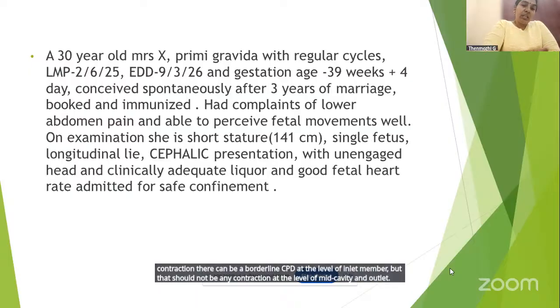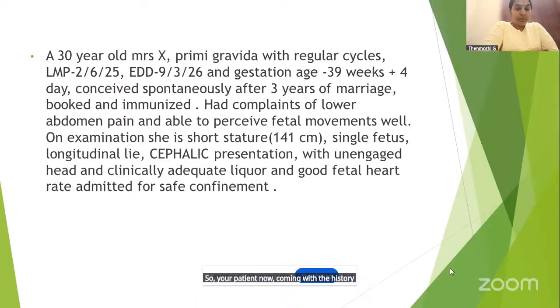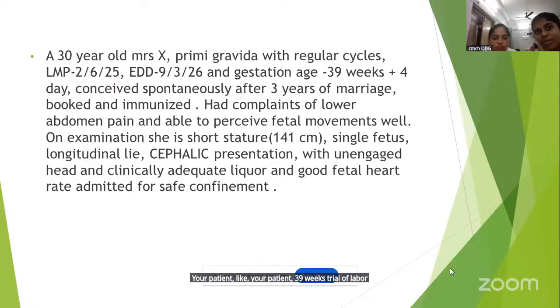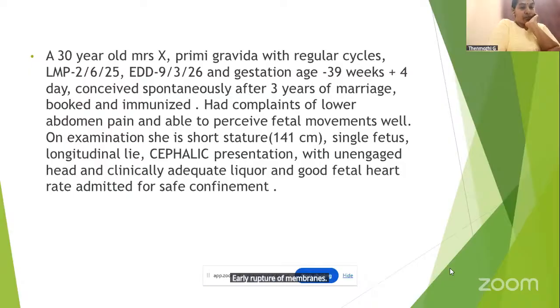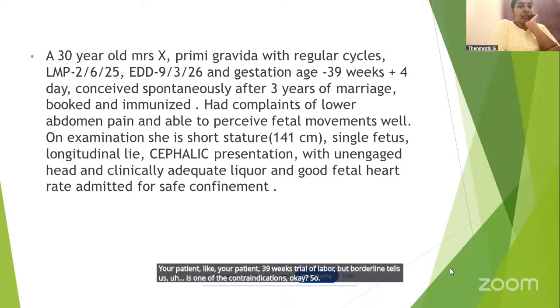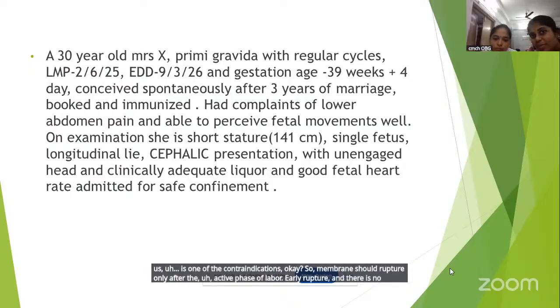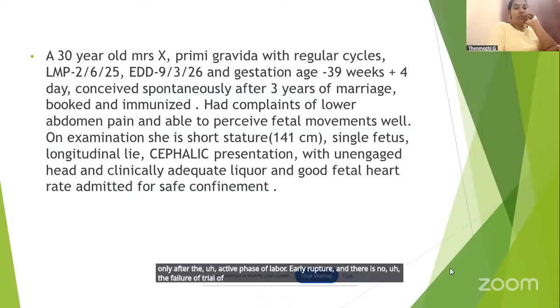So your patient now comes with the history of abdominal pain, can you allow her a trial of labor? Your patient, 39 weeks, trial of labor with borderline pelvis. Early rupture of membranes is one of the contraindications. Membranes should rupture only after the active phase of labor. With early rupture, failure of trial of labor is suspected to occur.